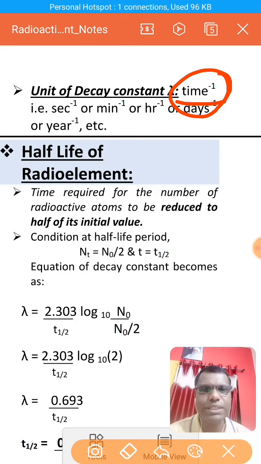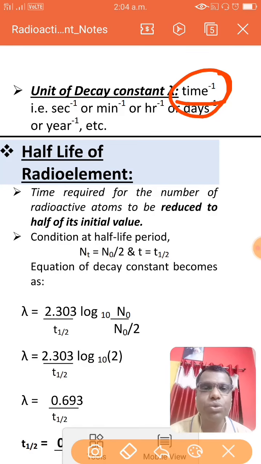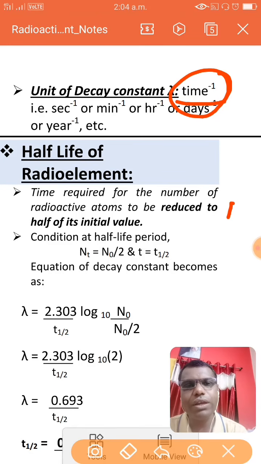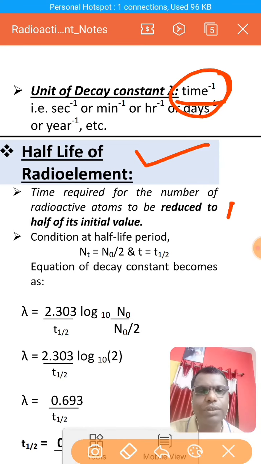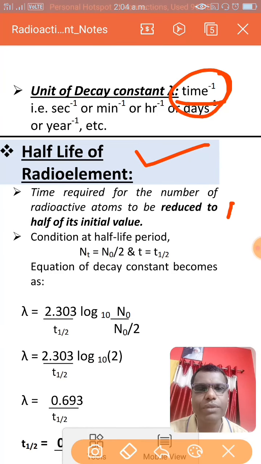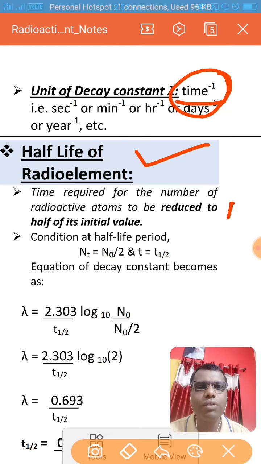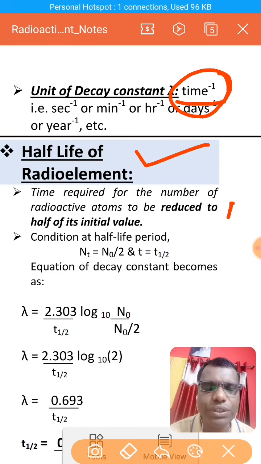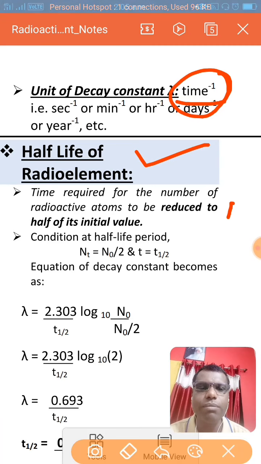But before discussing the half-life of any radio element, you should know what half-life is. Half-life of any radio element is the time required for the number of radioactive atoms to be reduced to half of its initial value. So it's very simple. It is the time required to decrease the number of atoms of radio element to half of its original or initial number of atoms.